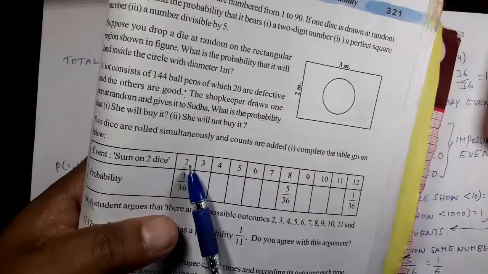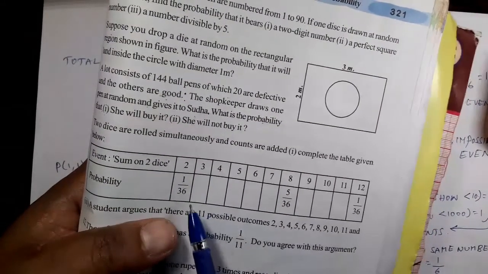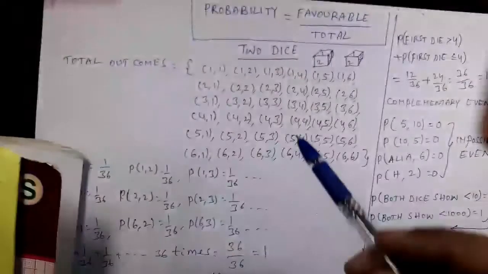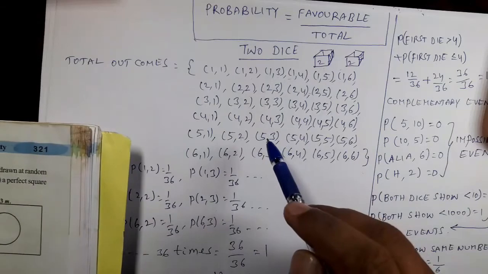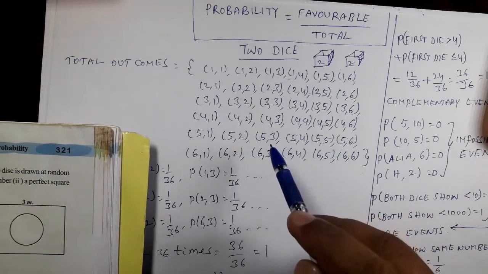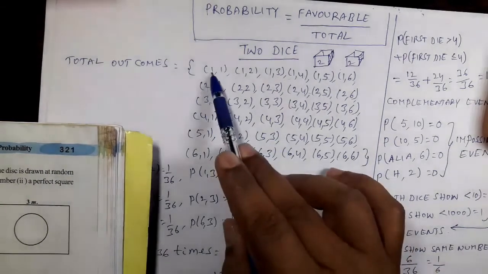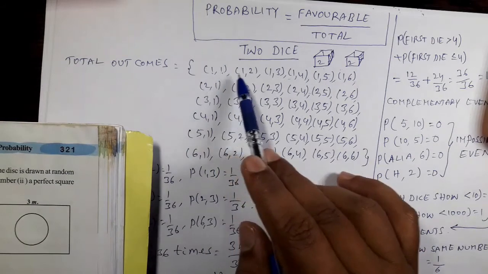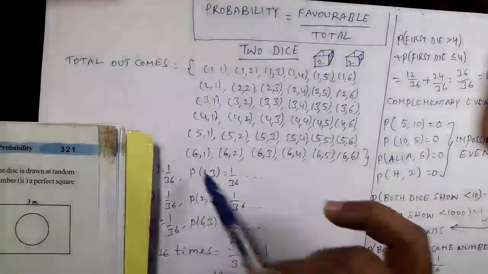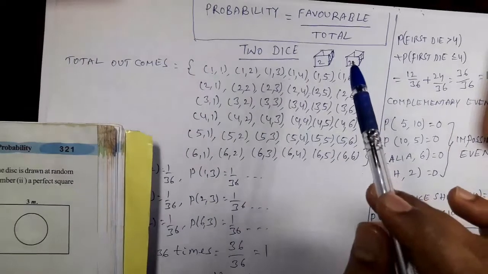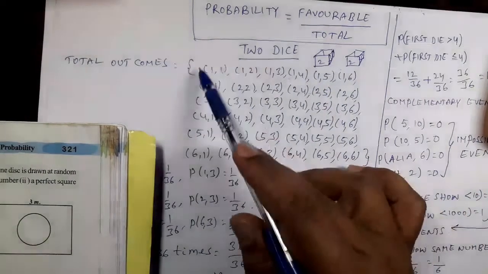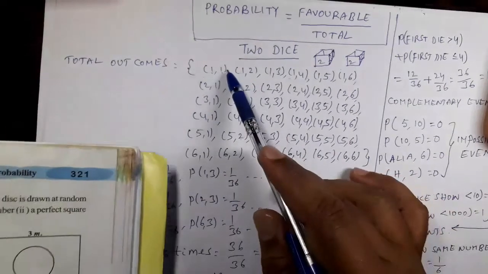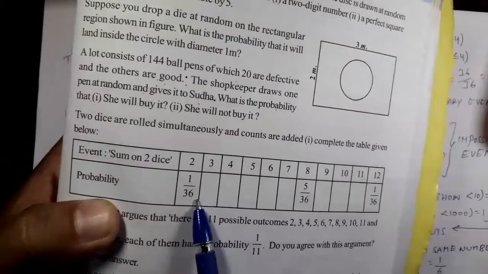If the sum is 2, the probability is given as 1 by 36. Yes, you see, how many outcomes of these 36 will give you sum 2? See this, 1 plus 1 is 2. Will any other outcome give you the sum 2? No, only this one, right? So 1 favorable out of 36. So 1 by 36 is the probability. That's why he has given 1 by 36.